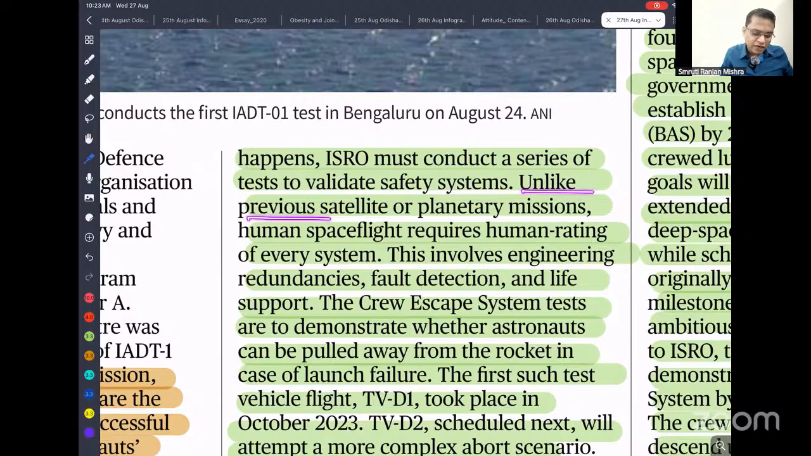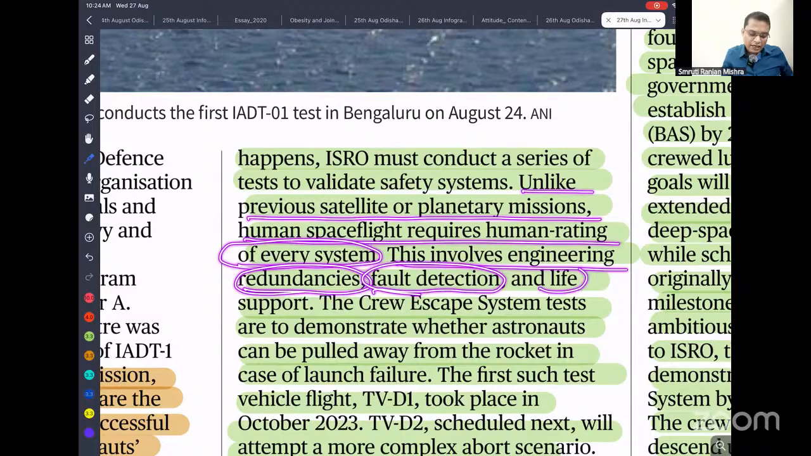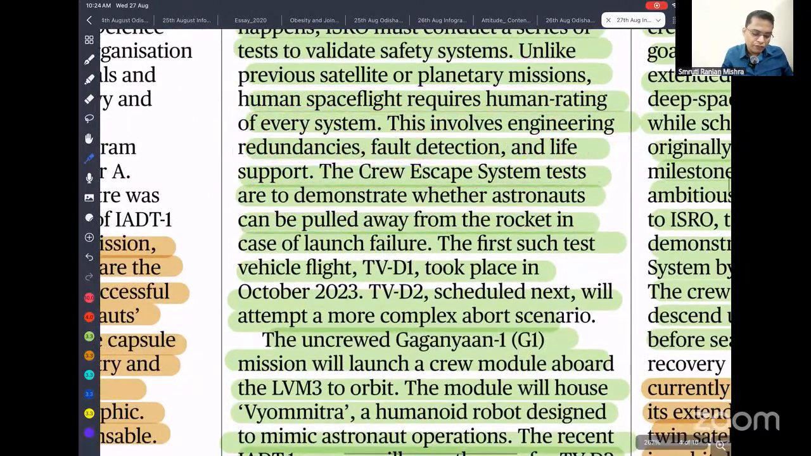Unlike other missions, this requires human rating everywhere. This involves engineering redundancy, fault detection, life support, and crew escape system tests to demonstrate whether astronauts can be pulled away from the rocket in case of a launch failure. The first such test vehicle, TV-D1, took place on October 23rd. TV-D2, scheduled next, will attempt a more complex abort scenario.